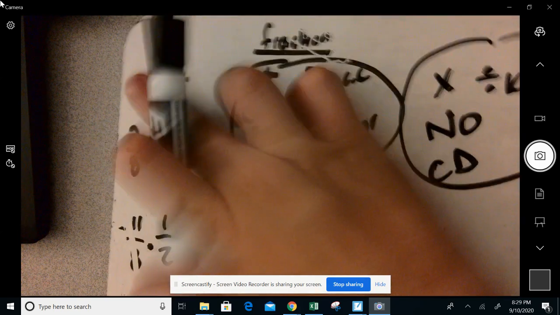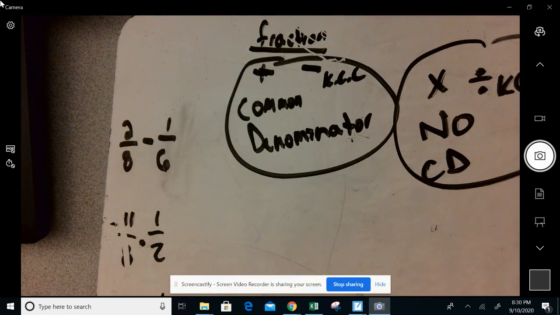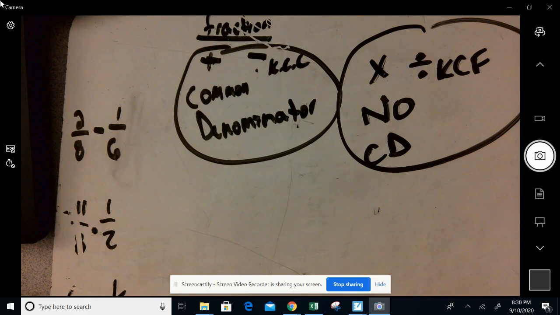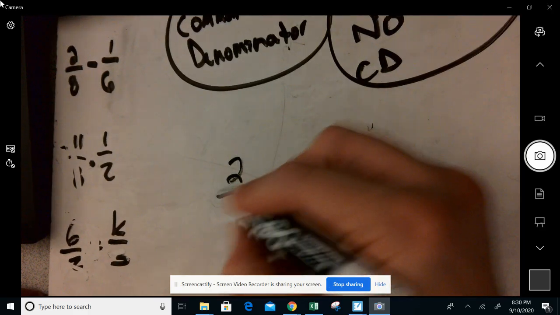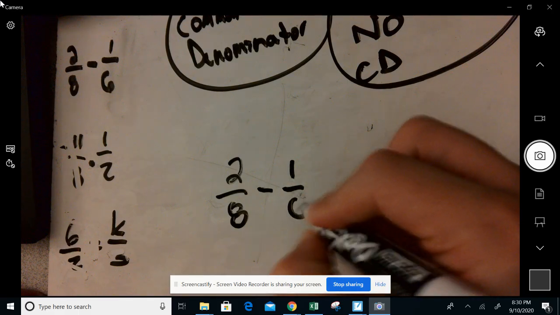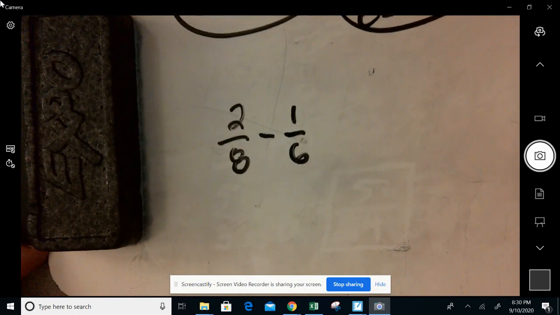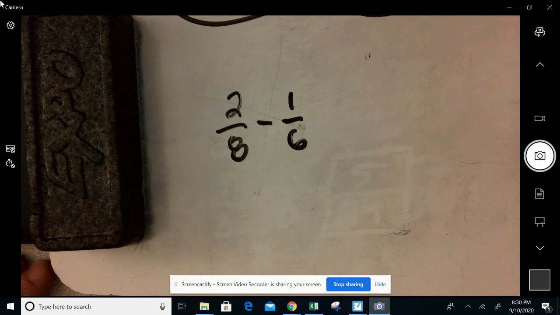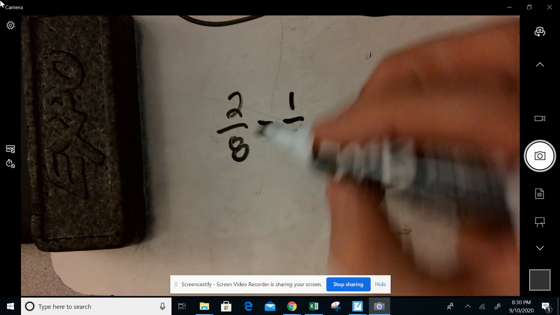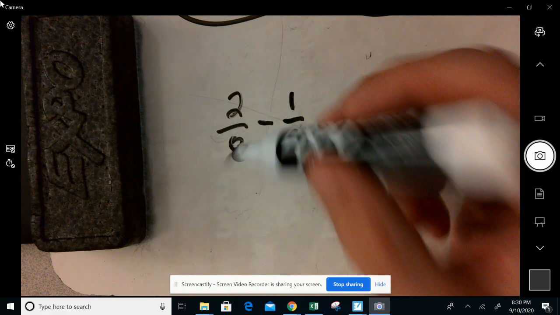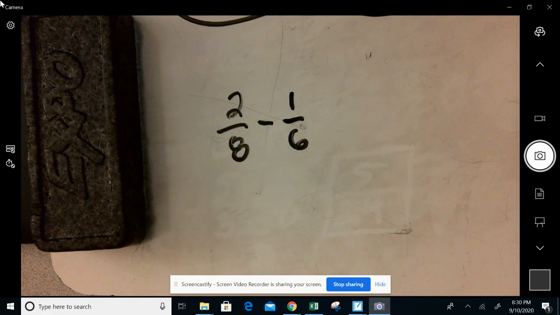All right, second example. So next example is subtraction. Subtraction, we do need a common denominator. So 2/8 minus 1/6. First thing we need is a common denominator. Now look at these. We can't make 8 into a 6 evenly, and we can't make 6 into an 8 evenly. So we're kind of stuck at the moment.